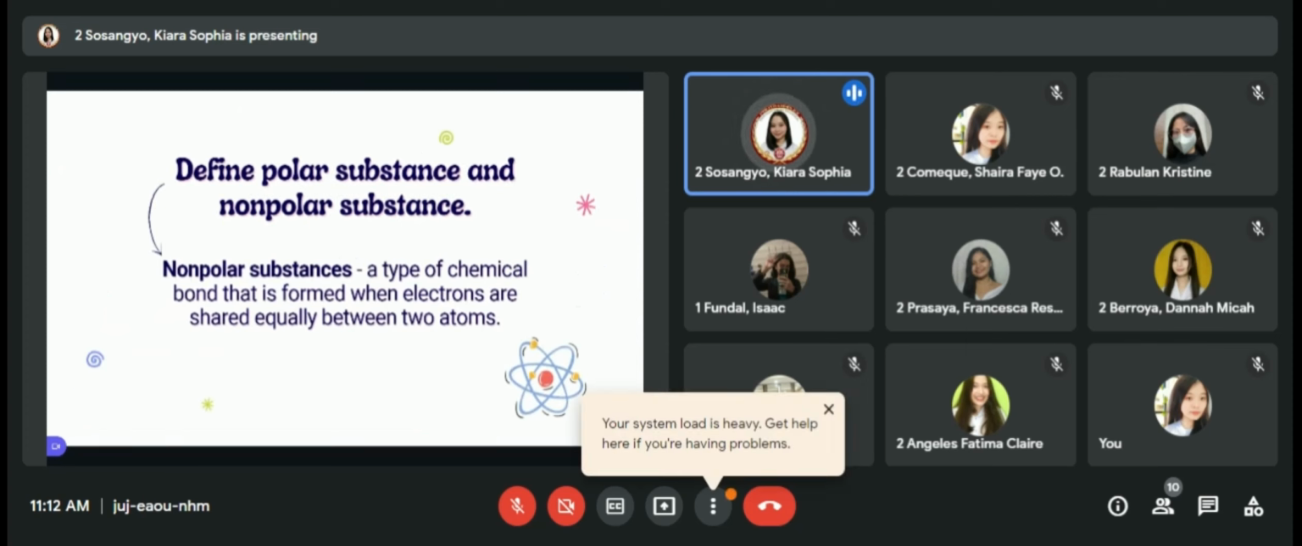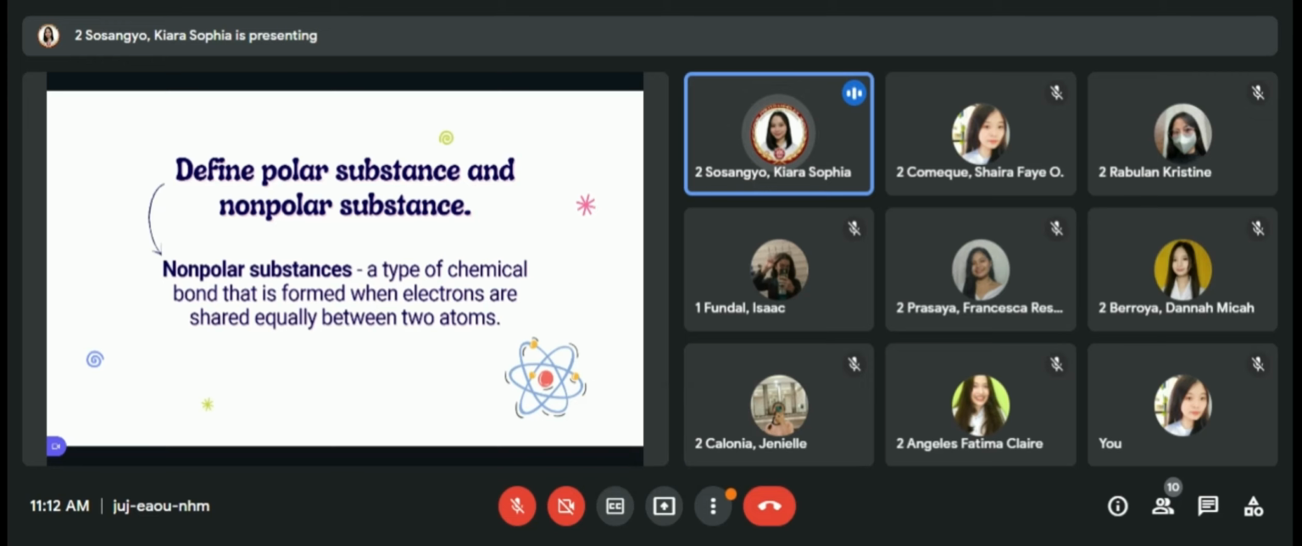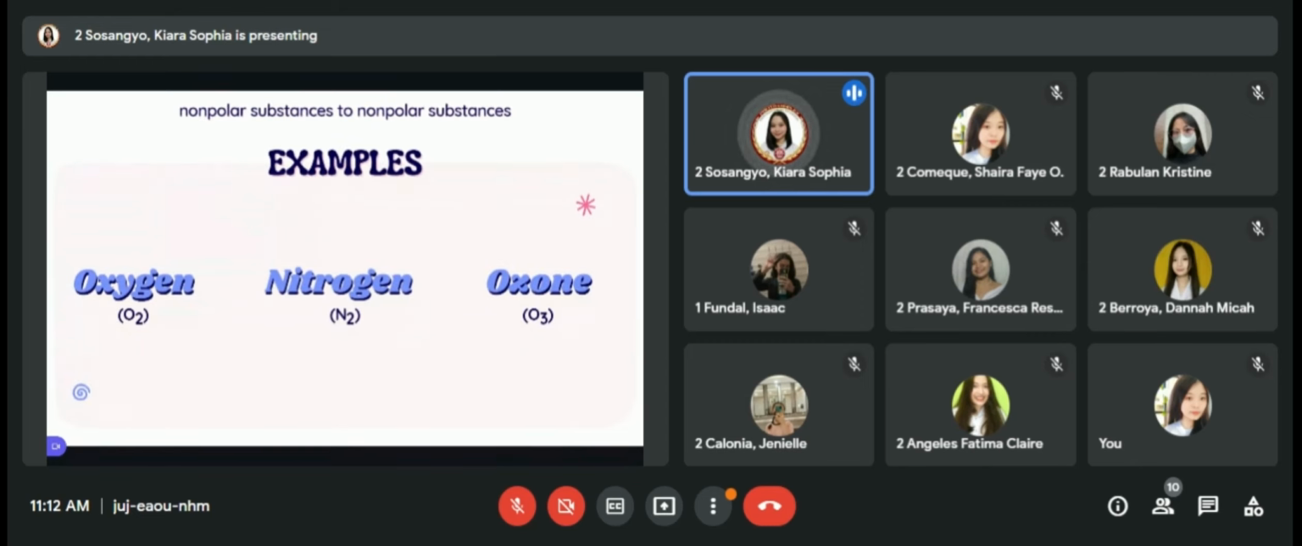A nonpolar covalent bond is a type of chemical bond that is formed when electrons are shared equally between two atoms. The reason why it is termed nonpolar is that the difference in electronegativity is mostly negligible, meaning there is no separation of charges between the two atoms, or both atoms have the same electronegativity. Examples of nonpolar substances are oxygen, nitrogen, and ozone.